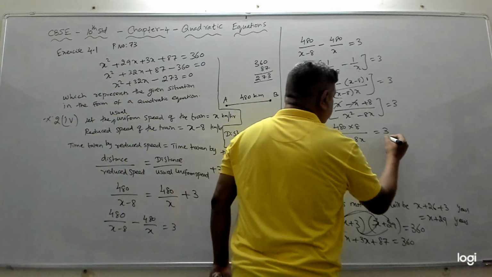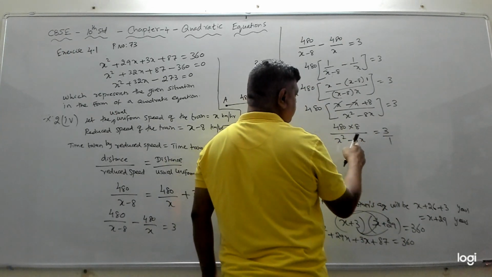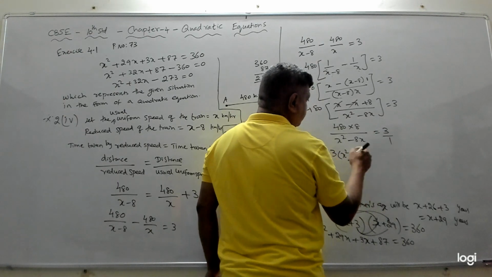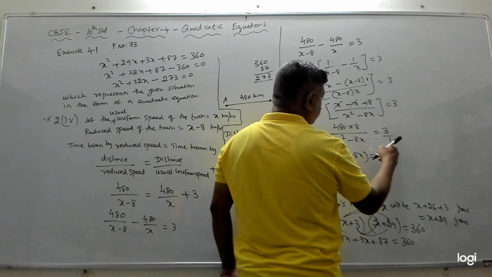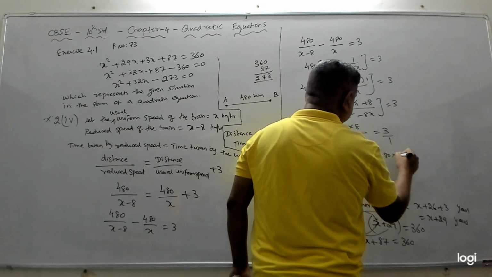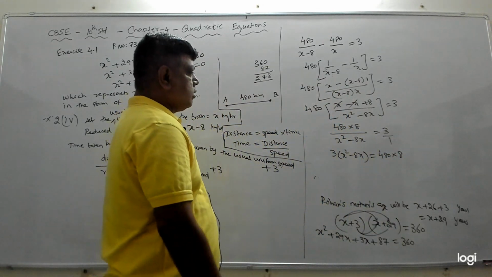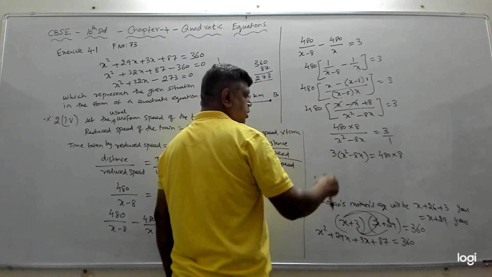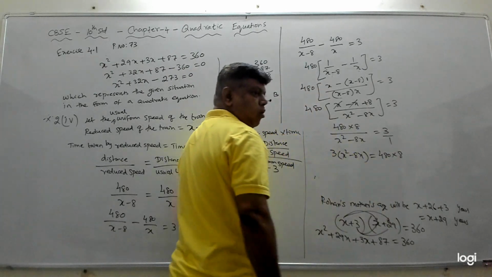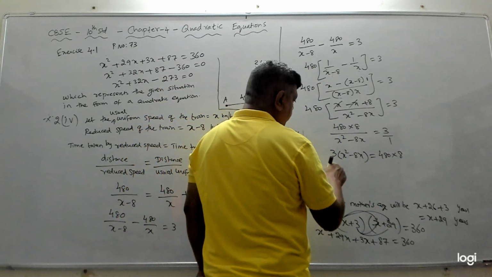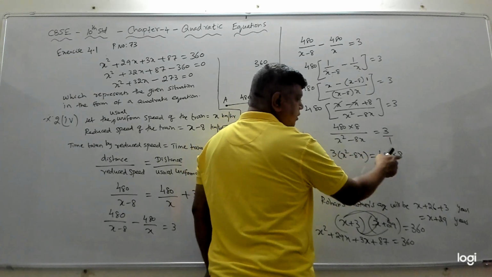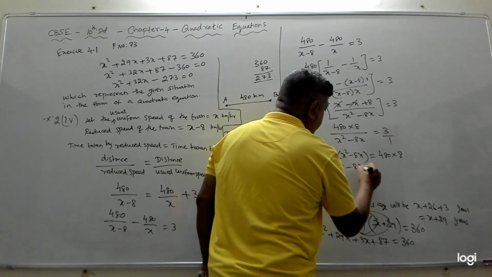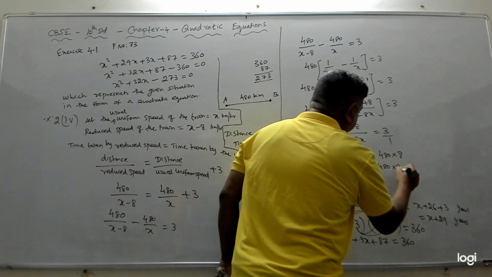Now let's cross multiply. So this is by 1. So let's cross multiply this into this, this into this. So it becomes 3 into x square minus 8x, this into this, equal to this into this, 480 into 8. So that it becomes a straight linear form. There is no fraction there. Then don't multiply 3 with this. Take this 3 here because it will get cancelled. It is divisible by 480. So our x square minus 8x will become 480 into 8 by 3.